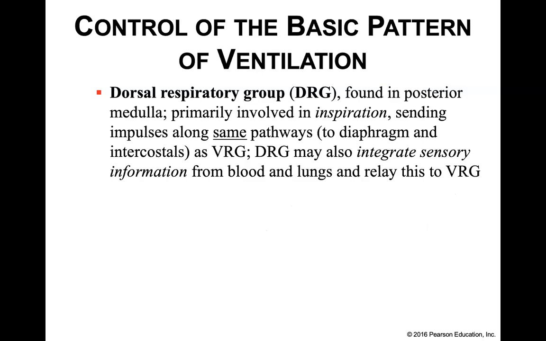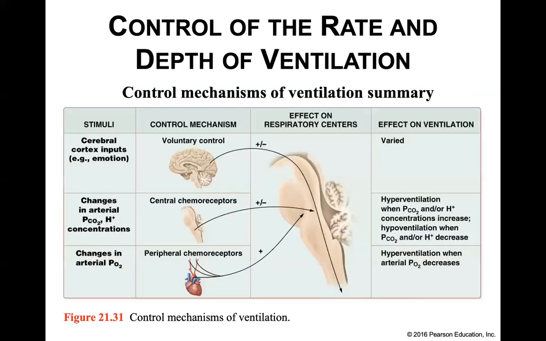The dorsal respiratory group is found in the posterior medulla, and this is primarily involved with inspiration, sending impulses along the same pathways, the diaphragm and the intercostals, as the ventral respiratory group. However, the dorsal respiratory group may also integrate sensory information from blood and lungs and then relay that to the ventral respiratory group. And here you can see the various control mechanisms, whether they're autonomic or voluntary, for ventilation.